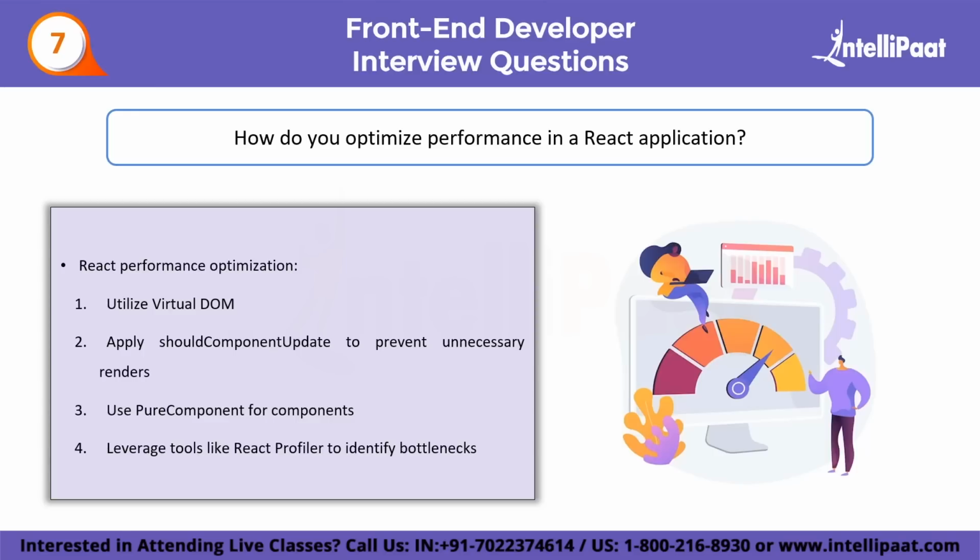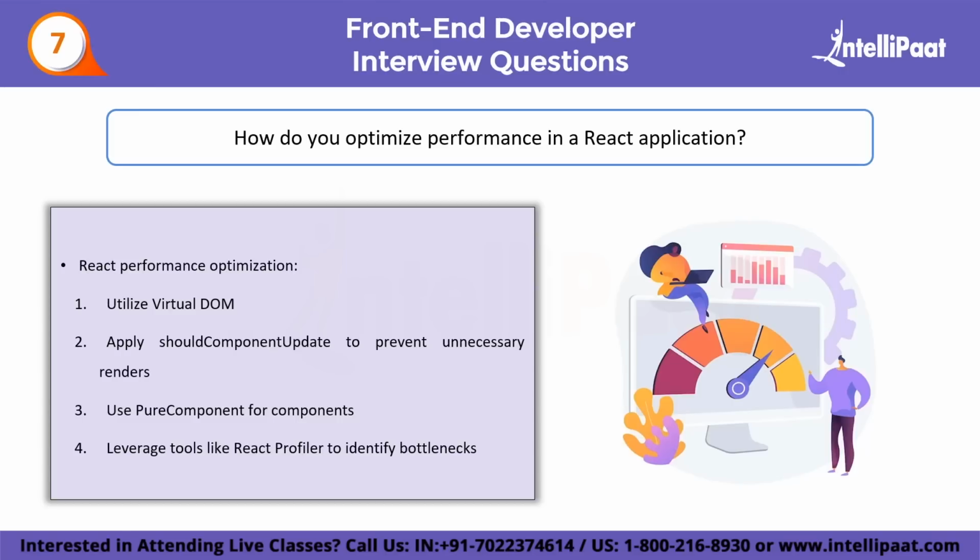Optimize images and media files to reduce their size. Use responsive images and lazy loading to load media content only when it's visible to the user. React comes with a built-in Profiler tool that helps you identify performance bottlenecks in your components. Use it to identify which components are causing re-renders and optimize accordingly.